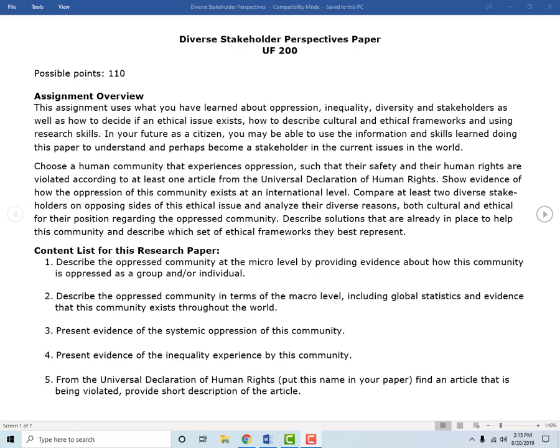3. Present evidence of the systemic oppression of this community. 4. Present evidence of the inequality experienced by this community. 5. From the Universal Declaration of Human Rights, please put this name in your paper. Find an article that is being violated and provide a short description of that article.